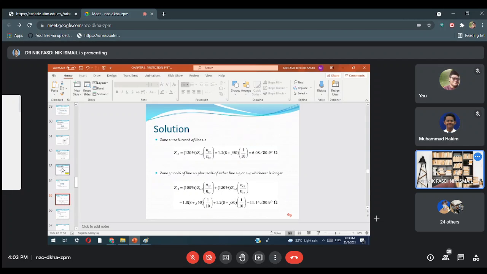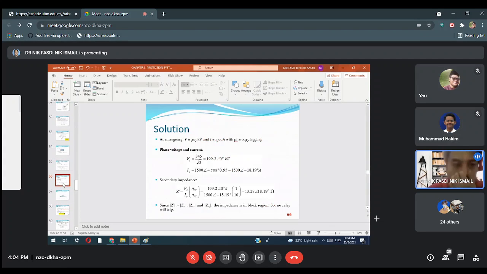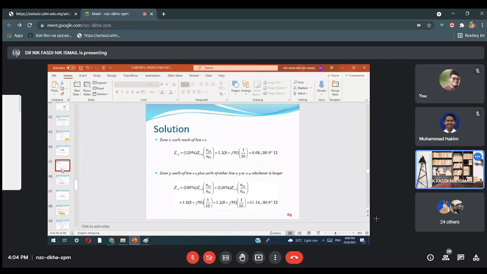Basically, back to the diagram, we have R1, R2, R3. Now we want to know whether the relay trips or not. What do we need to do? We need to determine the fault impedance, and where the fault impedance lies, in which area. So, do you understand how to get ZR1, ZR2 and ZR3? Can everyone understand? Simple, right?